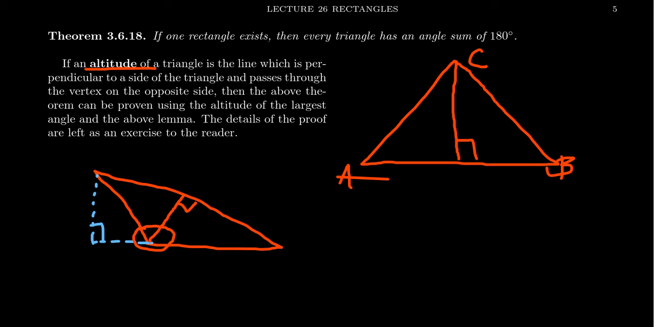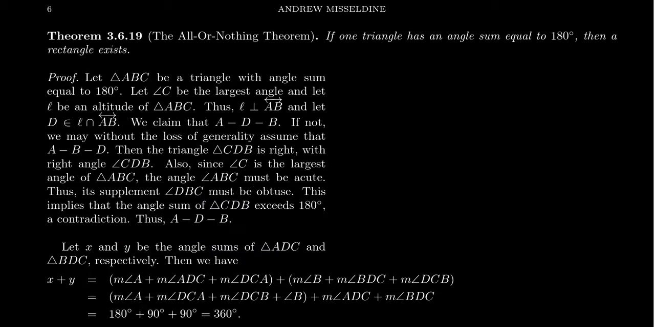So for your homework exercise, this is the hint I wanted to give you. Use altitudes in the previous lemma to prove this theorem right here. All right, let's get to the major theorem for this section here, what we'll call the all-or-nothing theorem. What this theorem tells us is that if one triangle has an angle sum of 180, then rectangles exist. What does that have to do with all-or-nothing?